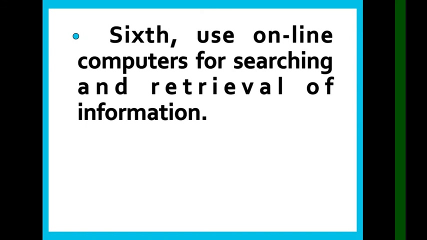The sources of information which you have selected and the amount of information are no longer confined to libraries with the advent of information assembled in computer-accessible form. These are produced by various types of organizations and are increasing steadily. Sixth, use online computers for searching and retrieval of information. Surf the internet. You can use a computer to find researches through search engines and websites.